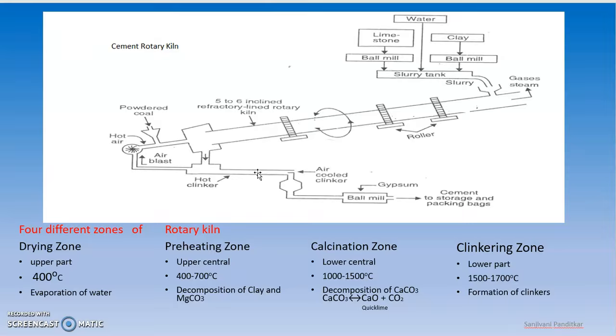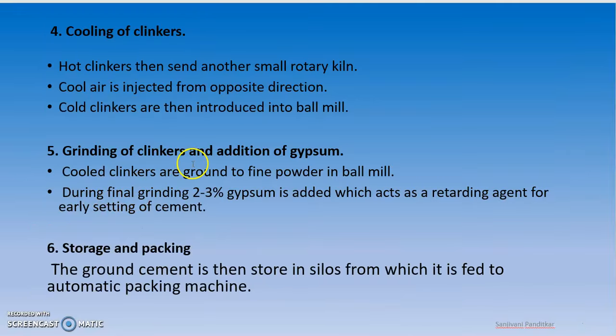Now these cold clinkers are sent to the ball mill where grinding is carried out. So the next step is the grinding of clinkers, and during the grinding process in the ball mill gypsum is added. About 2 to 3% gypsum is added, which acts as a retarding agent for early setting of cement. Now the cement is ready. Ground cement is then stored in silos, from which it is fed to the automatic packing machine.